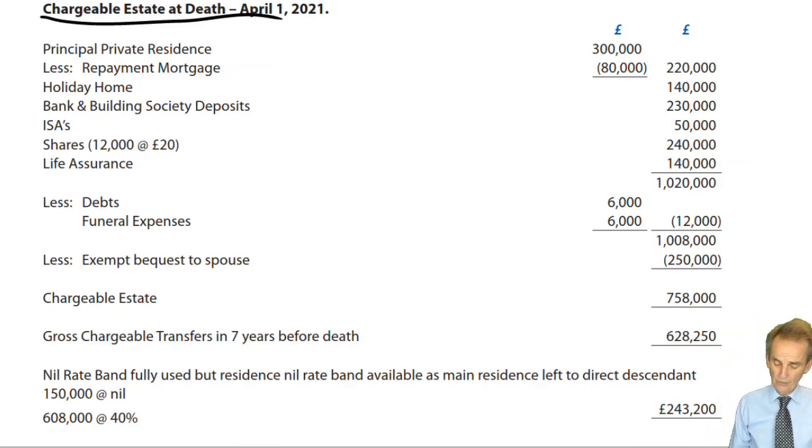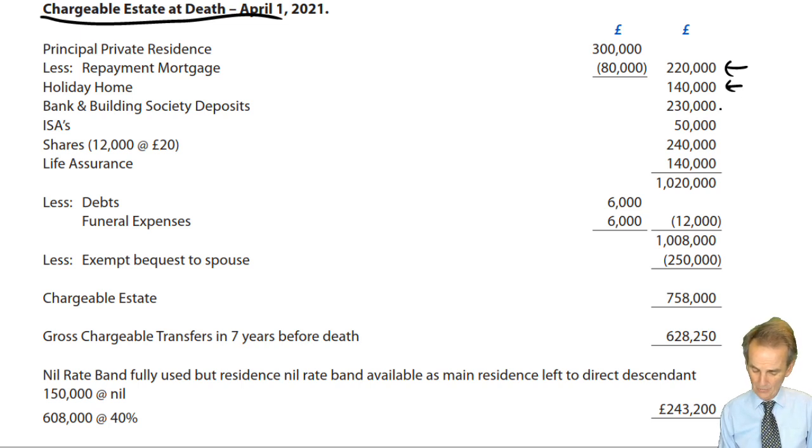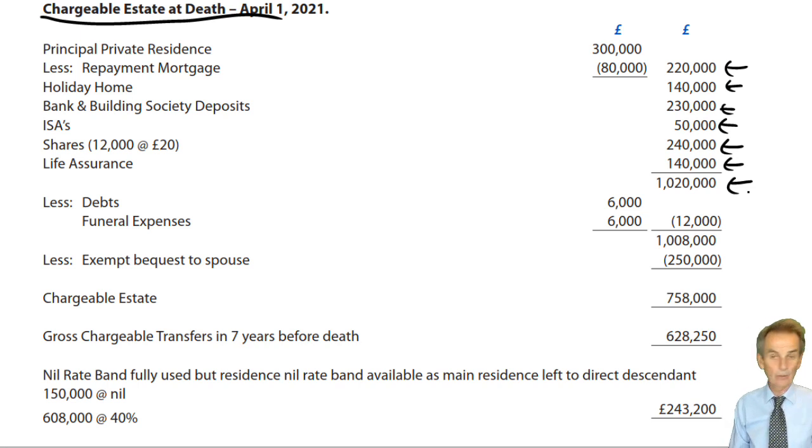Okay, let's see what you've got there. Your list will have included your main residence, which after the mortgage had come to a figure we'd already identified on the question page as being 220. We've got the holiday home, we've got the bank and building society deposits, we've got the ISAs. Yes, all of this is chargeable. There's no exemption here in IHT. We've got the shares at their given value at the date of death there. And we've got the life assurance proceeds to come in, bringing us to an asset total of £1,020,000.